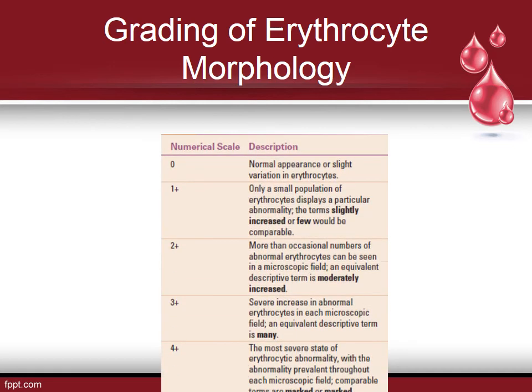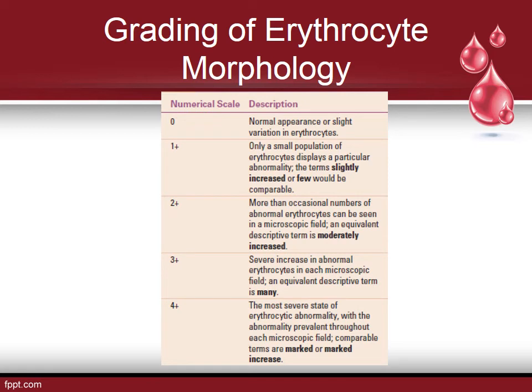So this will be the grading. 0 is a normal appearance or slight variation of erythrocytes, especially if they are in the feathery edge. You can see the anisocytosis, but it is just normal, because when you have a force, the cell will be distorted.